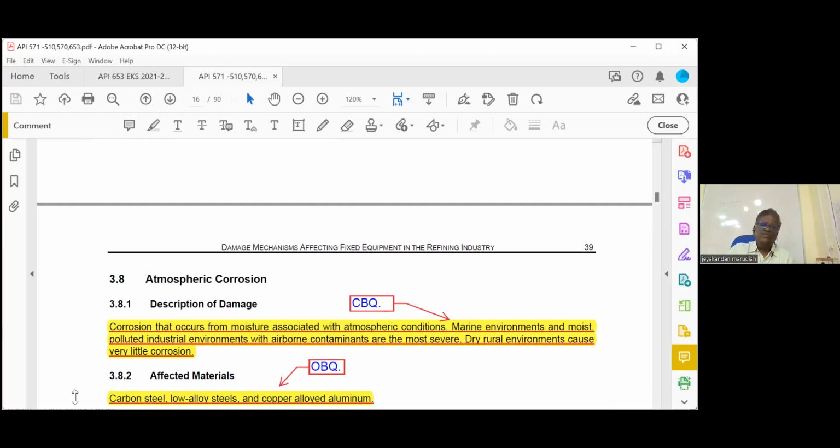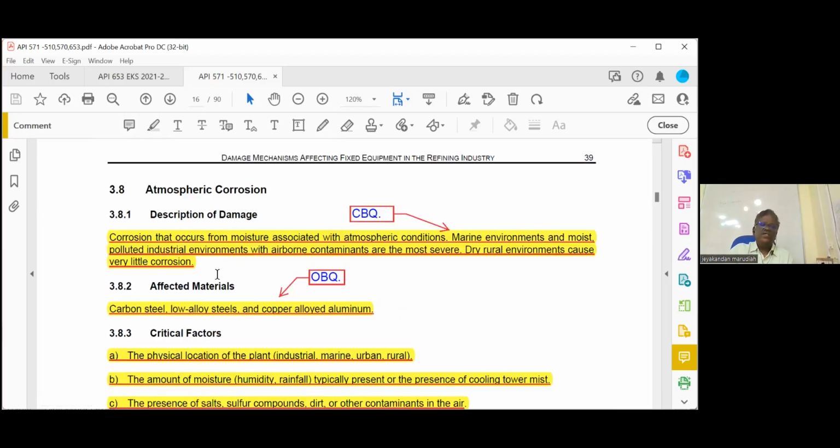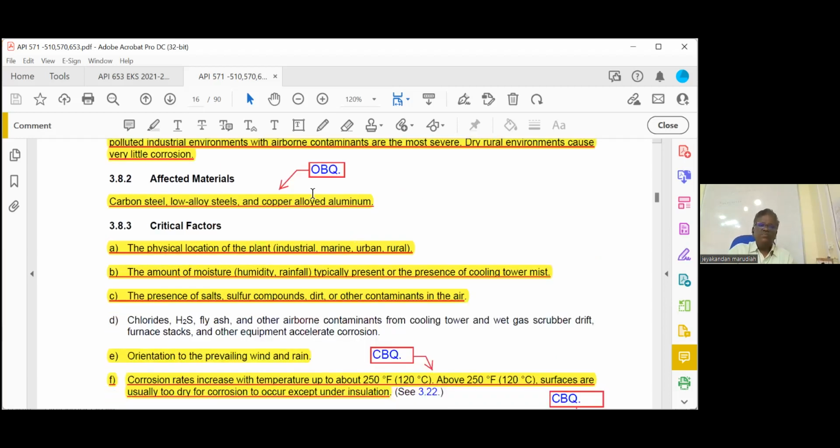Is it okay? Please highlight this: corrosion that occurs from moisture associated with atmospheric conditions. Marine environments and moist polluted industrial environments with airborne contaminants are most severe. Dry rural environments cause very little corrosion. That is a closed book question. Mark it, because generally wherever we mark in 571, the questions will come from there. Affected material is an open book question: carbon steel, low alloy steel, and copper alloyed aluminum. That is an open book question.